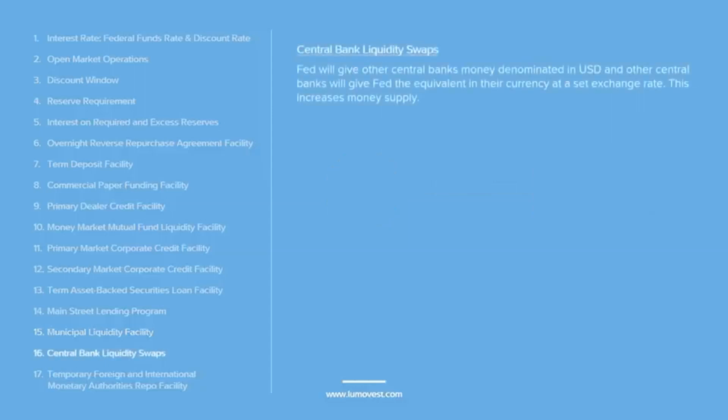The first program is known as the Central Bank Liquidity Swaps, which is an arrangement with other countries' central banks, like the Central Bank of Canada, the Bank of England, the Bank of Japan, the European Central Bank, and the Swiss National Bank. Let's use an example to see how currency swap lines work. Suppose the Fed wants to increase the availability of US dollars in the European Union so that European companies can access USD from their banks and buy things in USD.